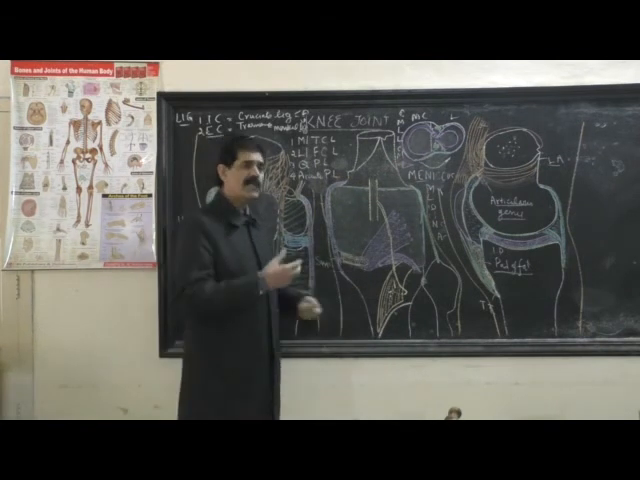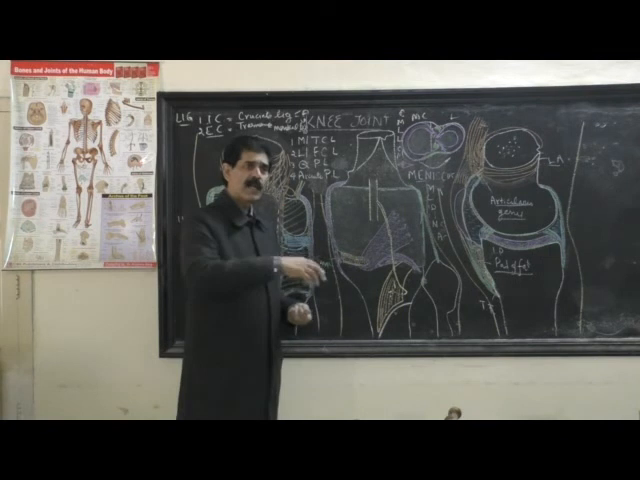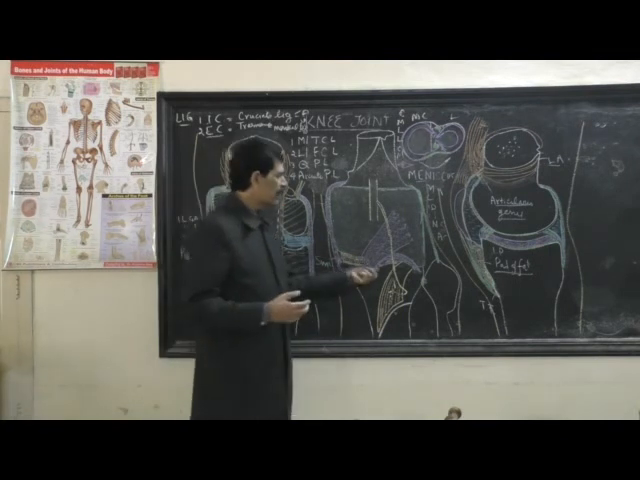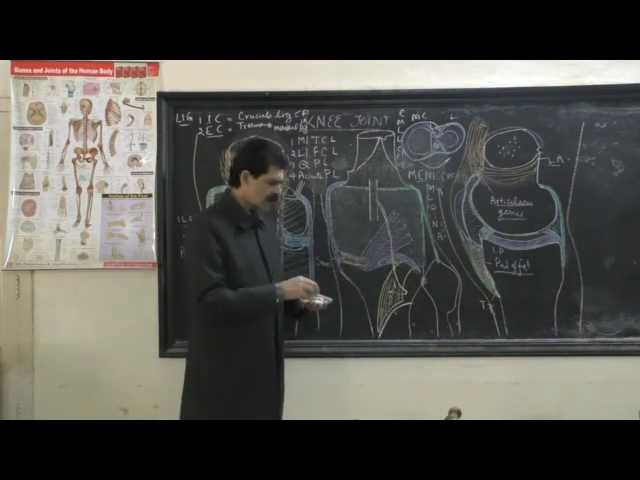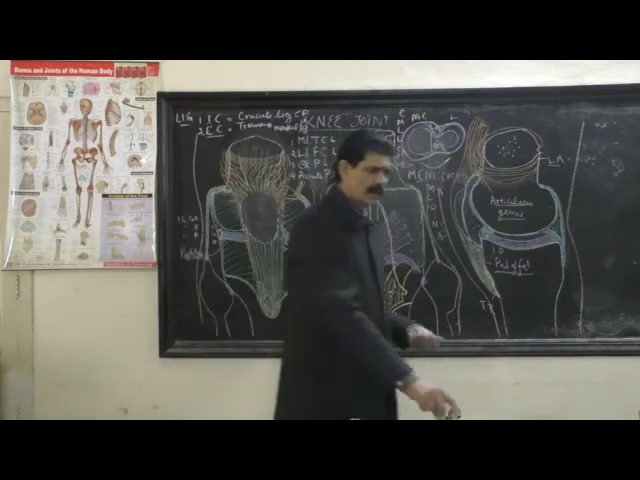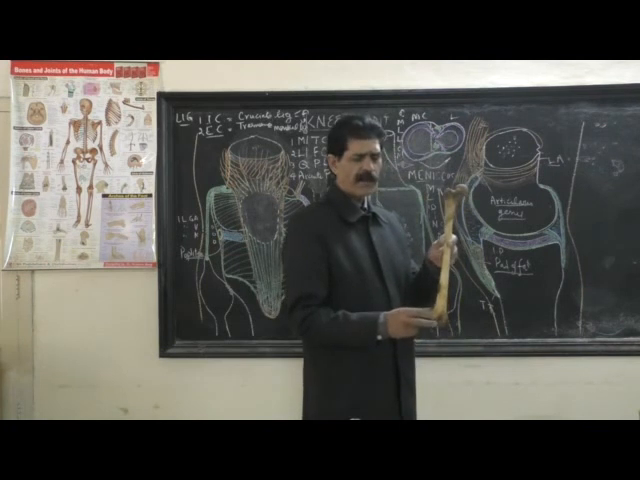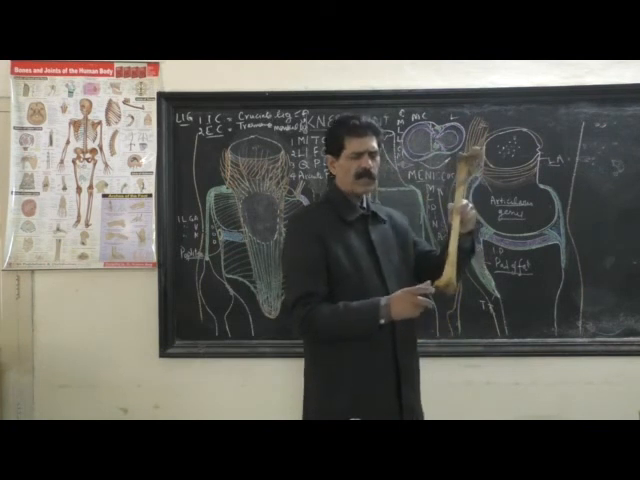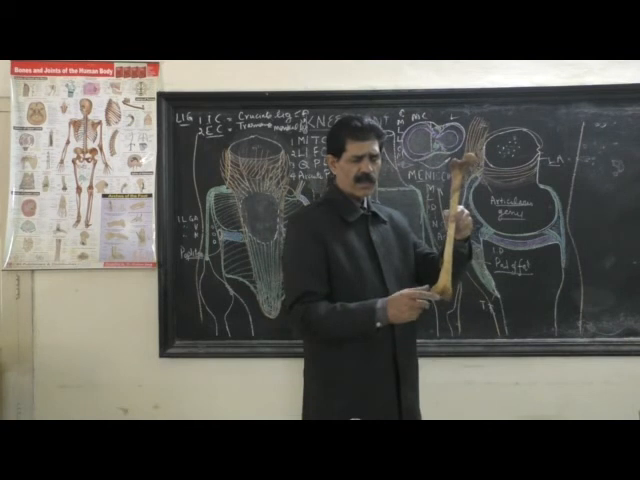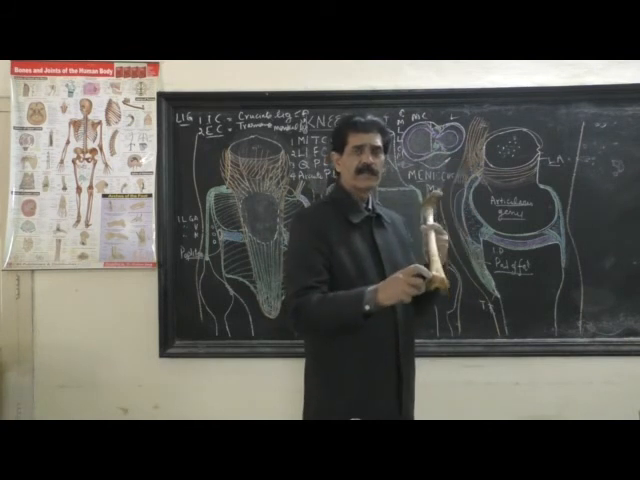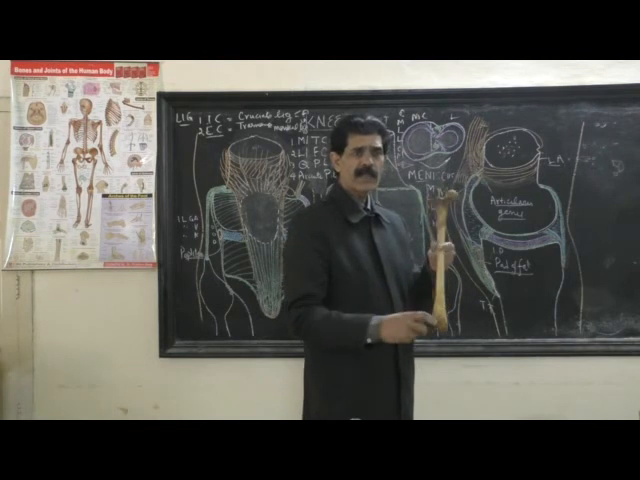So movement of the knee joint means locking and unlocking mechanism of the hinge variety. The origin of this muscle is very, very important. The origin of this muscle is from the lateral condyle of the femur, not from the lateral surface, but it takes origin from the anterior surface of the lateral condyle.